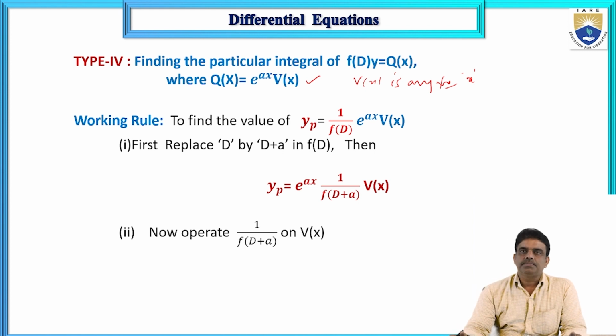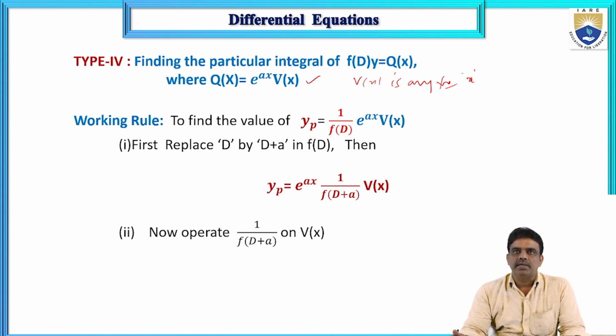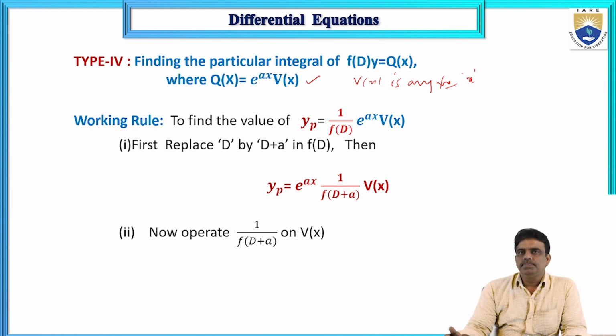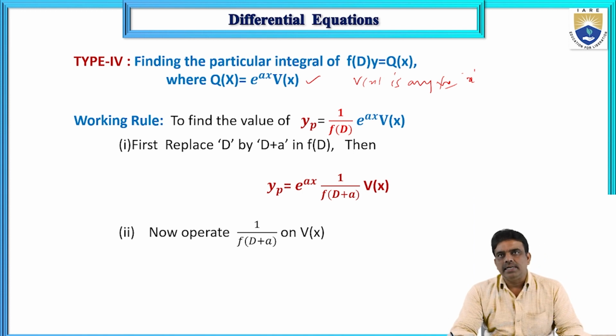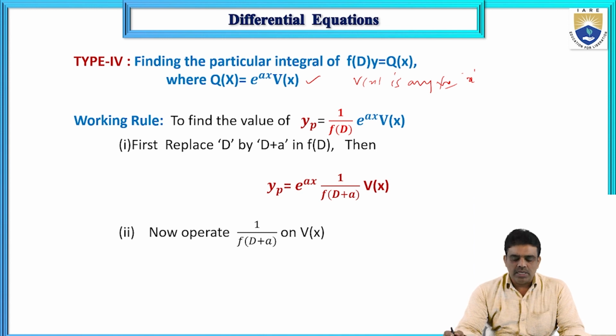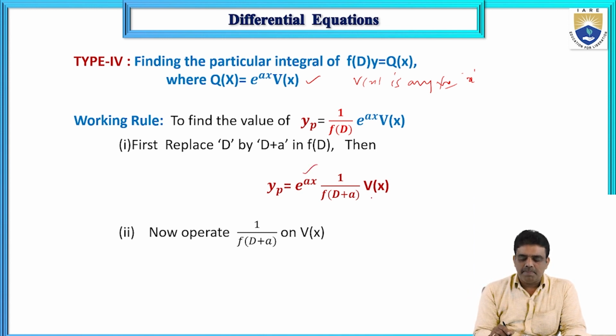So how to proceed in a shorter way to find the particular integral? I will give the working rule, just a two-step working rule. The yp is equal to 1 by f of D of e power ax V of x. In the first step, you have to replace D by D plus a in f of D. Then you will get yp is equal to e power ax 1 by f of D plus a of V of x.